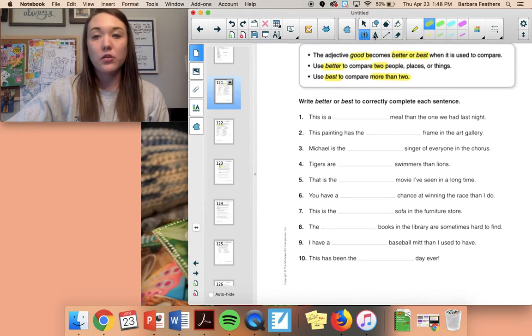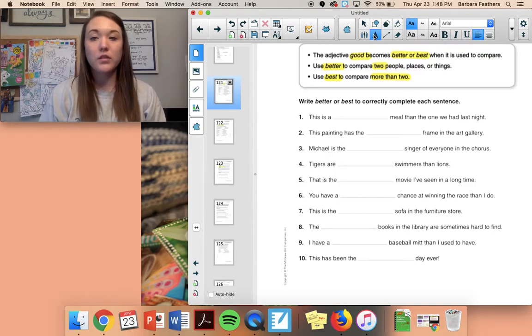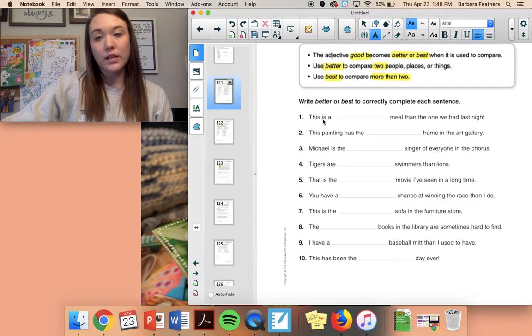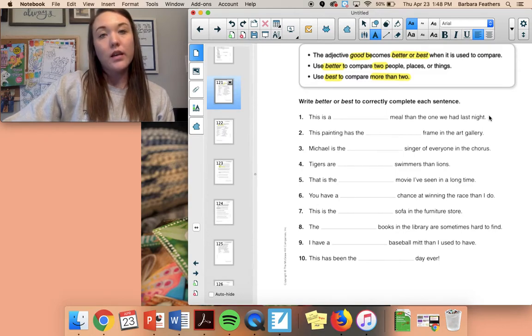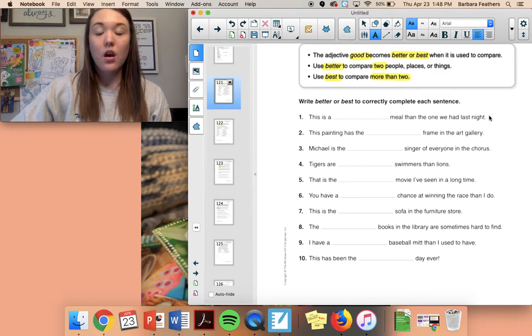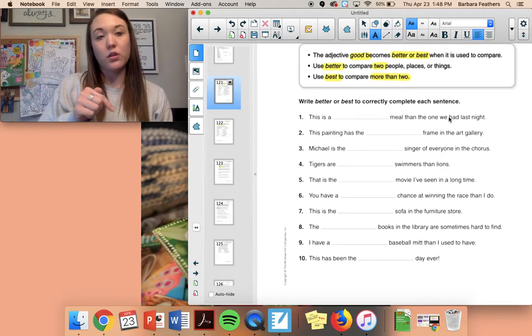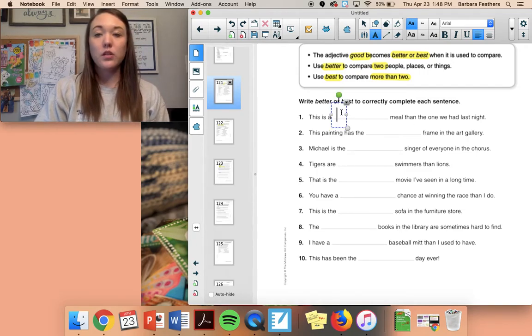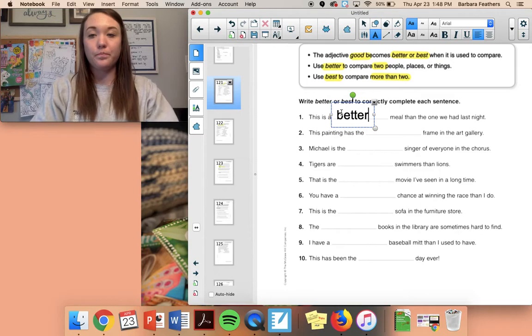For this page, the directions say to write better or best to correctly complete each sentence. Number 1 says, this is a blank meal than the one we had last night. I need to decide, is this comparing two things or more than two things? On this question, it is saying that this meal, so like tonight's meal, is better than last night's. That's only two things. So I want to use the word better.